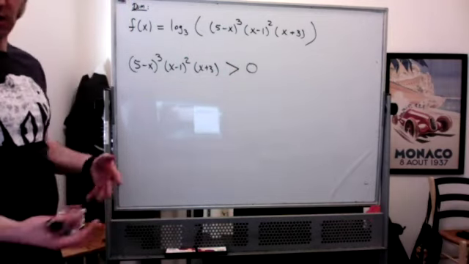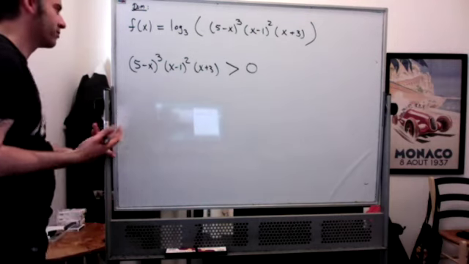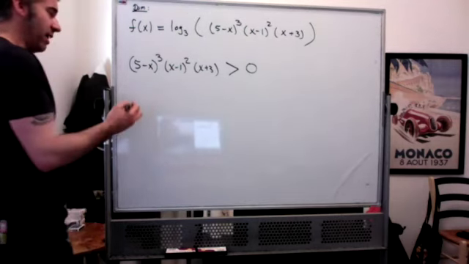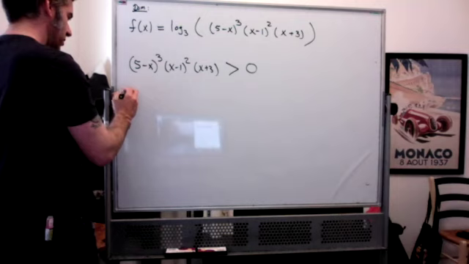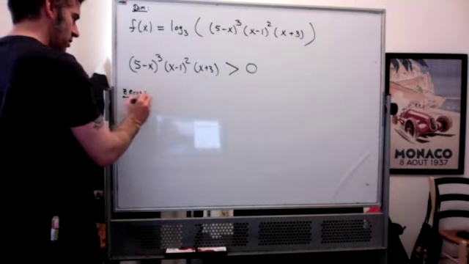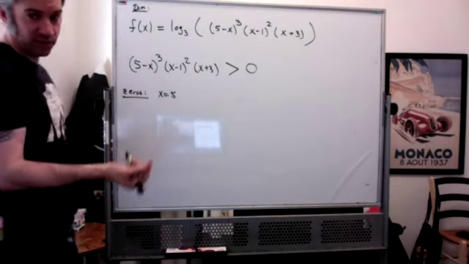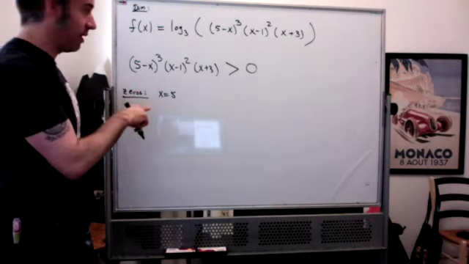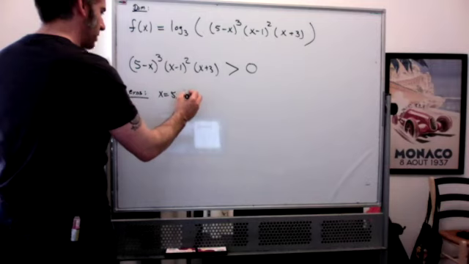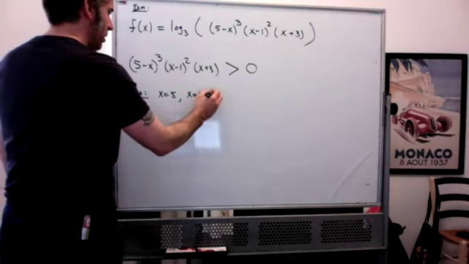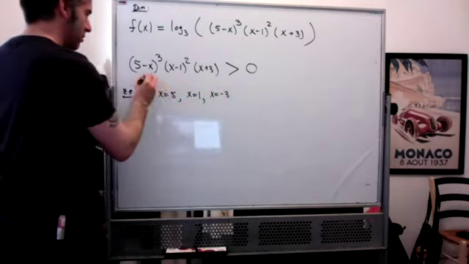So that means we're not going to include any of the endpoints. So let's find the values that make this equal to 0. So the zeros here are x equal to 5, right? Because 5 minus 5 equals 0. It's not negative 5, it's positive 5. x equal to 1, and x equal to negative 3.